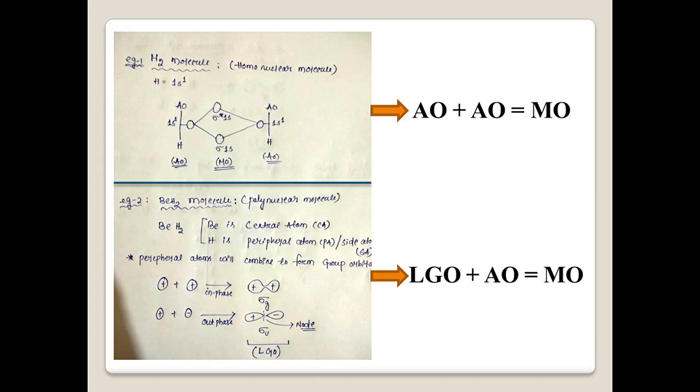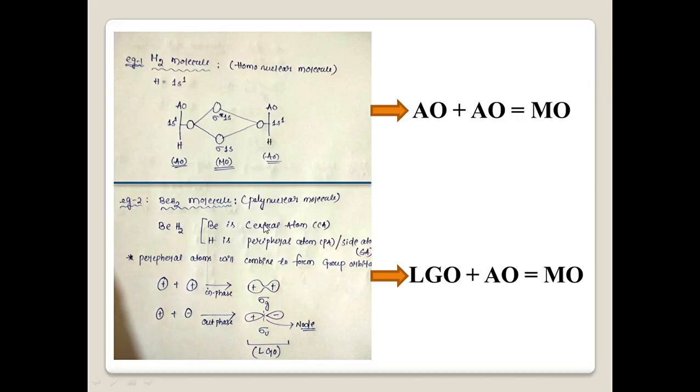Now we will discuss by taking some examples. Here is the first example, the simplest example, that is H2 molecule. Here you know that in H2 molecule, two hydrogens are there. So this is atomic orbital of one hydrogen, this is atomic orbital of another hydrogen. So they will combine to form the molecular orbital. One is bonding and one is antibonding. This is the simplest structure.